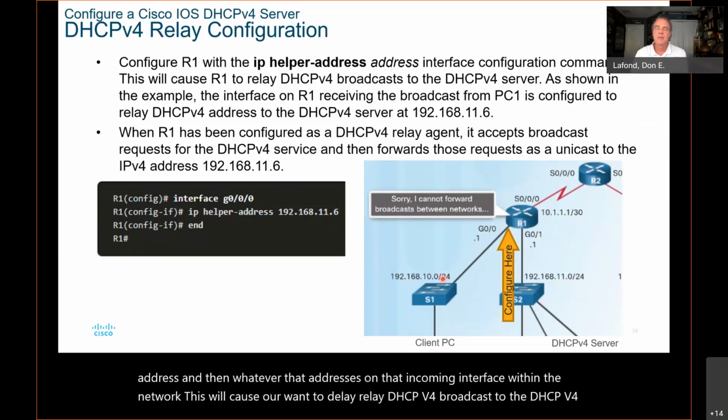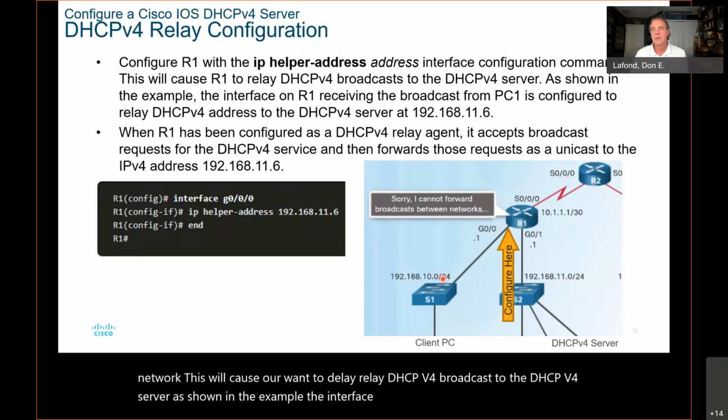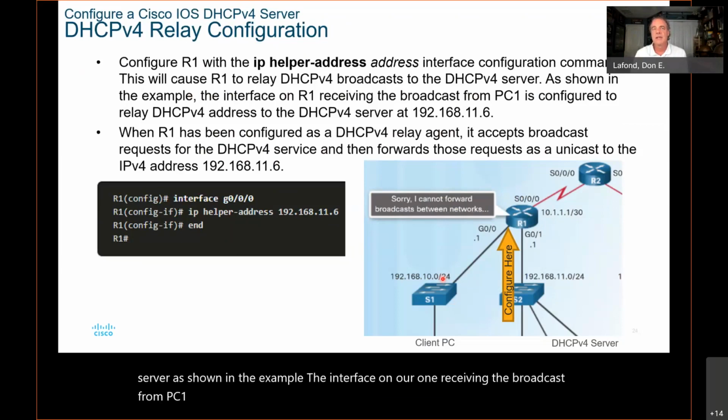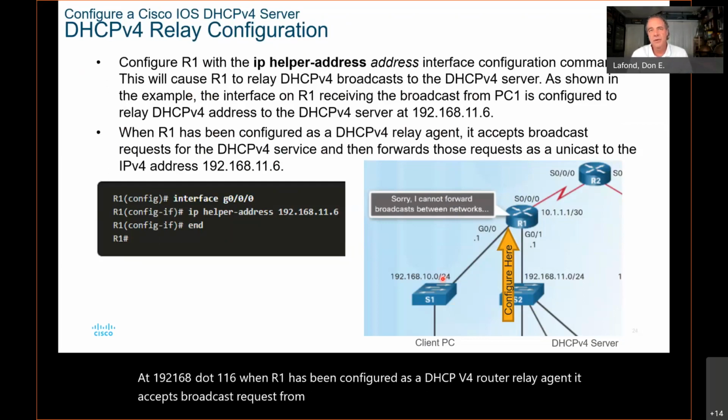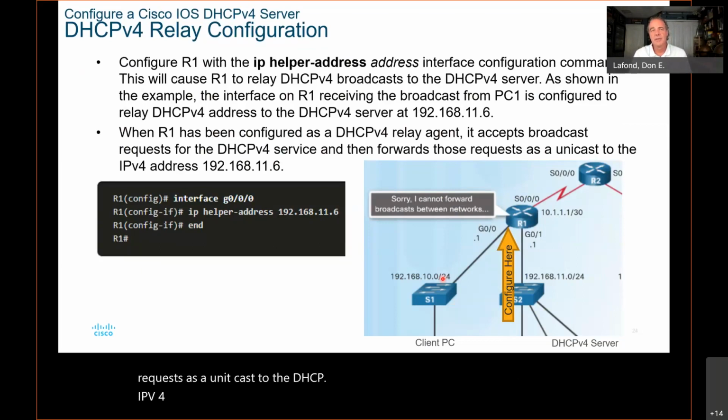As shown in the example, the interface on R1 receiving the broadcast from PC1 is configured to relay the DHCPv4 address request to the DHCPv4 server at 192.168.11.6. When R1 has been configured as a DHCPv4 relay agent, it accepts broadcast requests from clients and then forwards those requests as a unicast to the IPv4 address 192.168.11.6, which is the DHCP server.